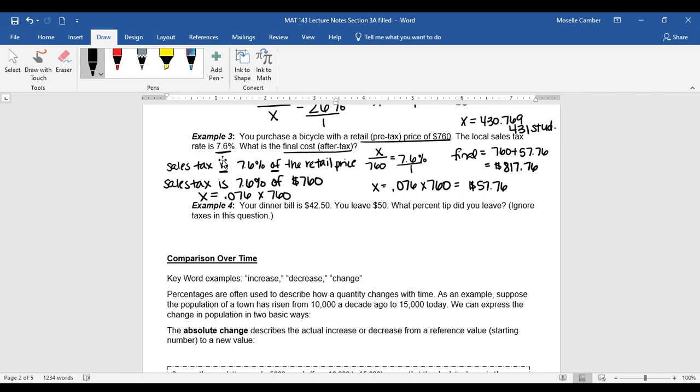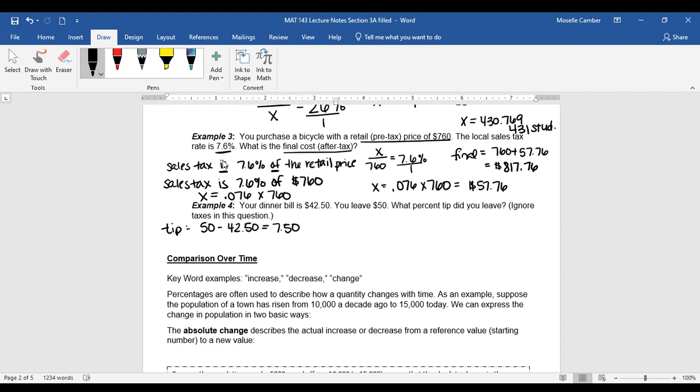And last example here. Your dinner bill is $42.50 and you leave $50. What percent tip did you leave? Okay, so our bill is $42.50. We leave $50. So the tip is going to be whatever is on top of the bill. So the amount of the tip is going to be what I paid minus what the bill is. So that is $7.50. So our tip is $7.50. So we want to know, what percent tip did I leave for this waitress or waiter?